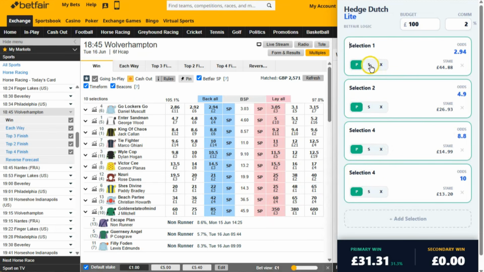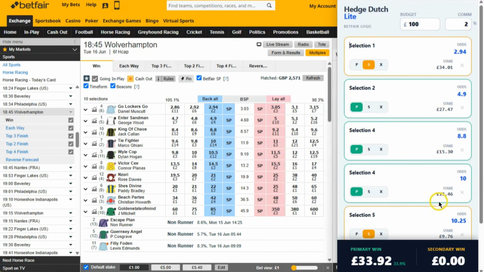Now, let's just say we're going to hedge the favourite because we just don't think it's going to win. Okay, so we hedge the favourite. We think that one's got a good chance, that one's got a good chance, and that one's got a good chance, but we're a bit worried about Wild Cop. So we add a selection, put the price in at 10.5, and we're going to hedge him out. Now, of course, that puts our profit right down, and it'd be even worse if we actually backed him for a win. So we hedged him out.